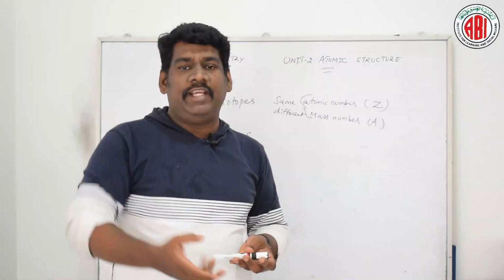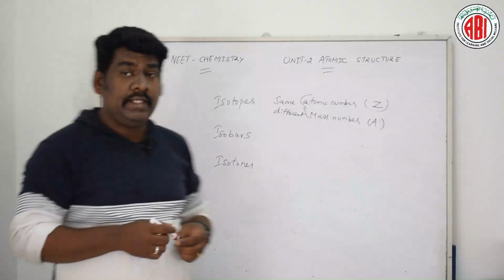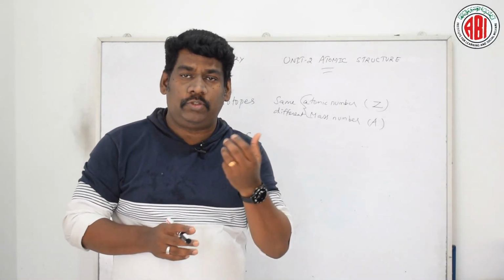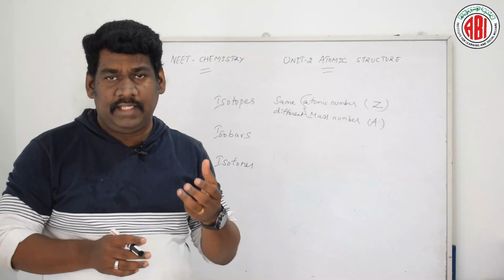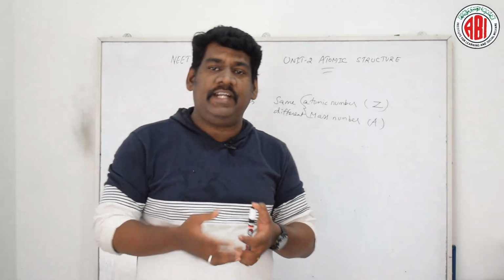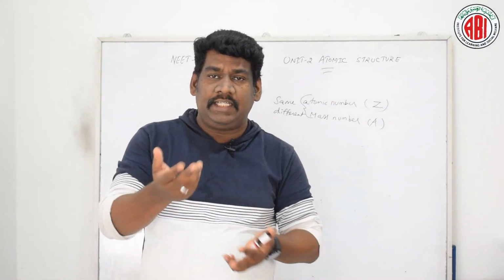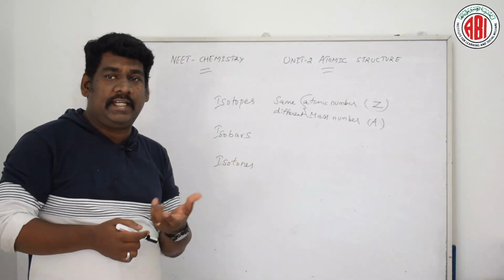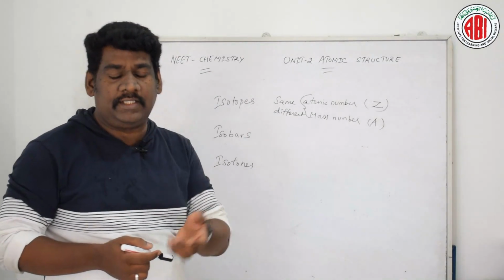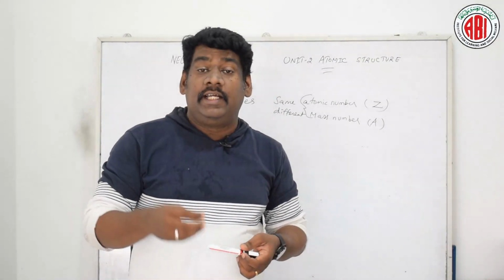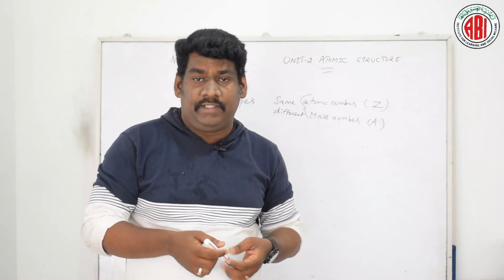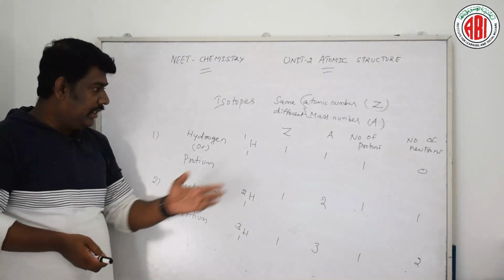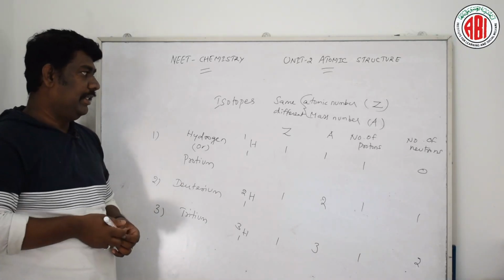Now let us see a few examples of isotopes. If you look at this example, the isotopes of hydrogen have three different forms. These three isotopes of hydrogen are commonly called hydrogen, deuterium, tritium. These are the examples for isotopes.